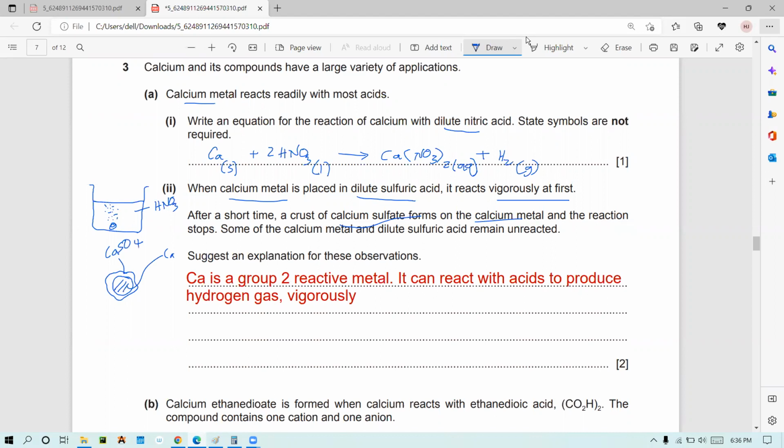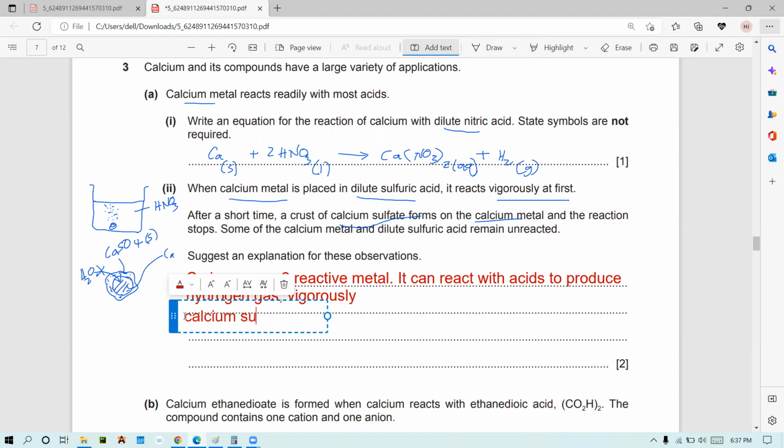This calcium sulfate is what is insoluble. So if you have nitric acid over here, it cannot come to react with calcium because the contact is prevented by the layer of calcium sulfate present or deposited on the piece of metal. This is water insoluble. Therefore, after a while, the reaction will not happen, reaction stops. And that can be written as this.